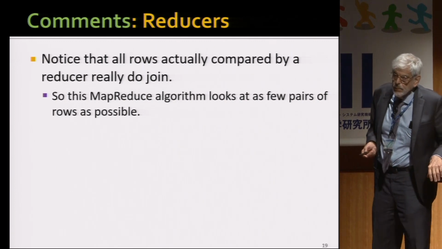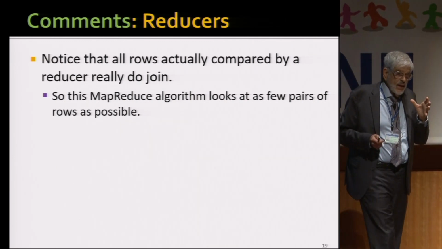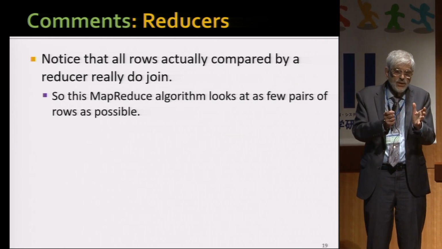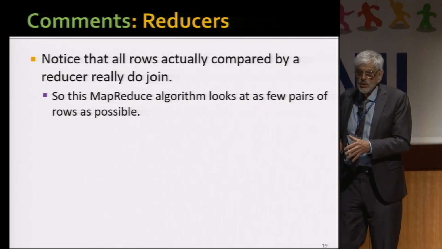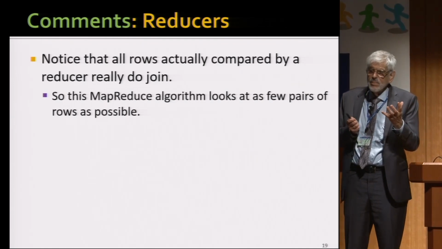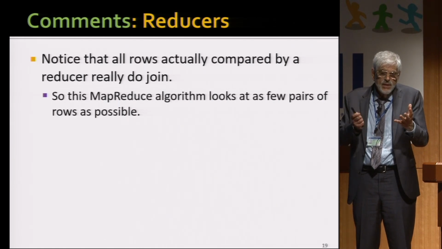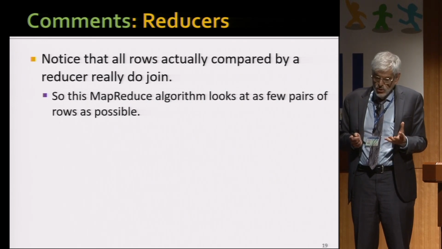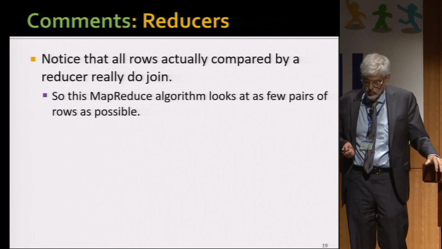Now, one of the nice things is that everything on the list with a 1 joins with everything on the list with a 2. So you're only looking at really as many pairs as you have to look at, because every time you look at a pair, it actually does join. So this is the minimum amount of work you can possibly do.